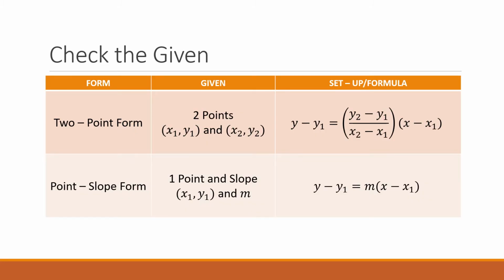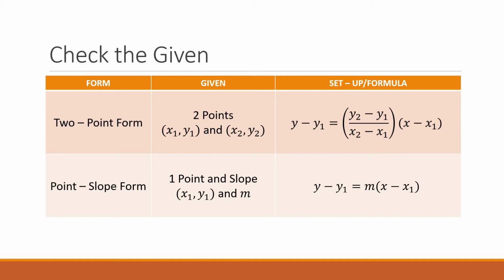In working with writing equations, you always check the givens. I have here a table to show what form you're going to use. The form is either two-point form or point-slope form. If the givens are two points, such as x sub 1, y sub 1, and x sub 2, y sub 2, you use the setup or formula y minus y sub 1 is equal to y sub 2 minus y sub 1 all over x sub 2 minus x sub 1, multiplied by x minus x sub 1.